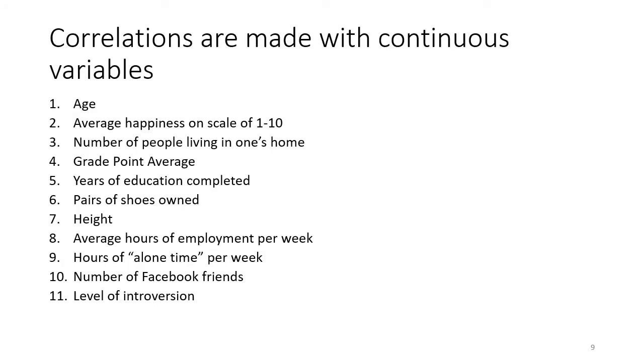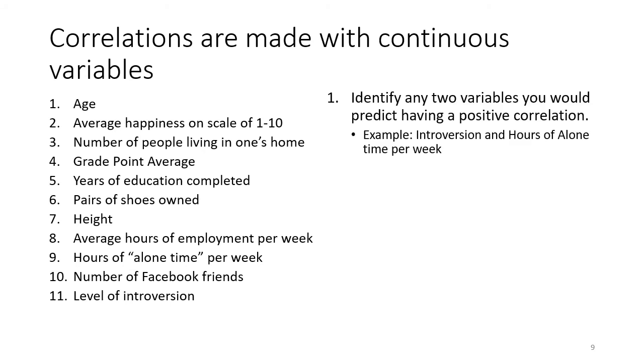So correlations are made with continuous variables, and in this case, I'm asking you if you can identify any two variables from this list that you would predict as having a positive correlation. As an example, I think that introversion and the number of hours you spend alone each week are likely to vary in the same direction. As your level of introversion increases, so will the number of hours you spend alone each week. Can you see any more that would have a positive correlation, just meaning they walk side by side in the same direction?